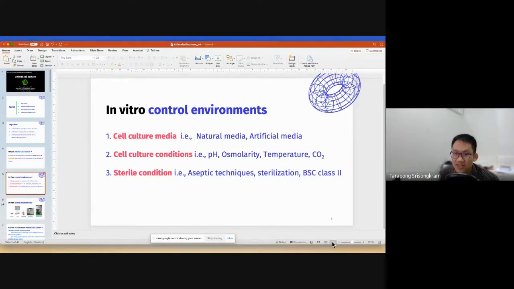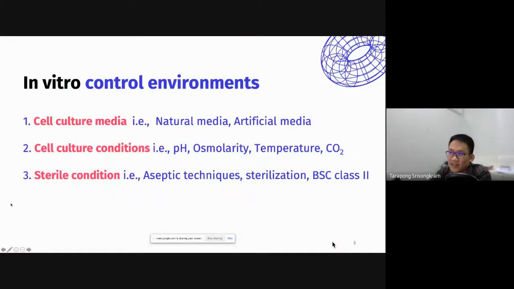It is very important for the culture system, because when we work with cell culture, we take the cells from the living body of the animal and then culture the cells in an artificial ecosystem. So it needs a sterile, clean area, and the person who works with cell culture needs to have aseptic techniques.